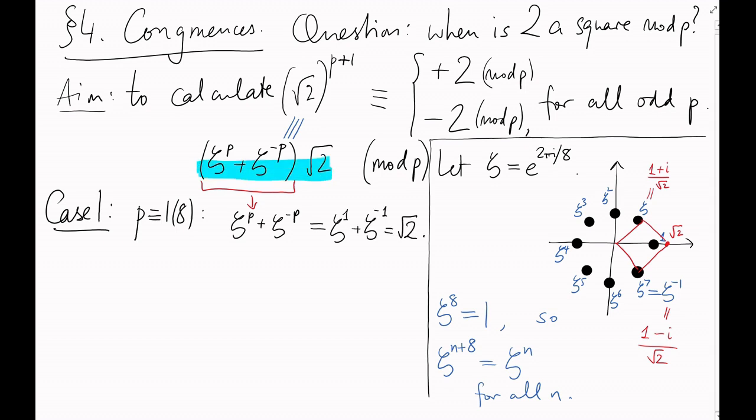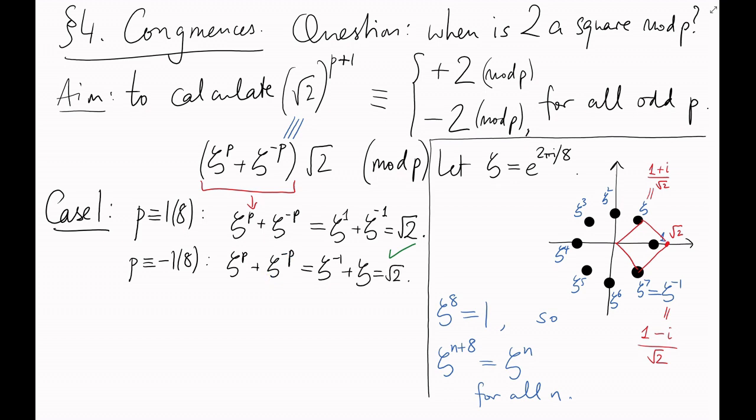So this expression here is 2. In other words, 2 is a square mod p. If p is minus 1 mod 8, then zeta to the p is zeta to the minus 1, and zeta to the minus p is zeta to the 1, and the same thing happens.